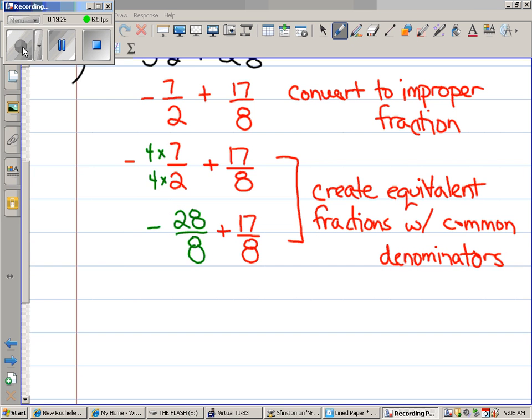All right. Now that they have common denominators, all we're going to do is just add them and simplify. What's negative 28 plus 17? Yeah, very nice. Negative 11 over 8. Add and simplify.